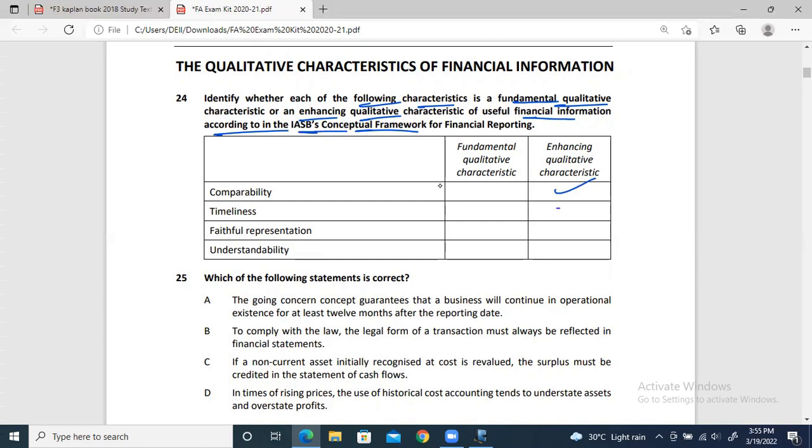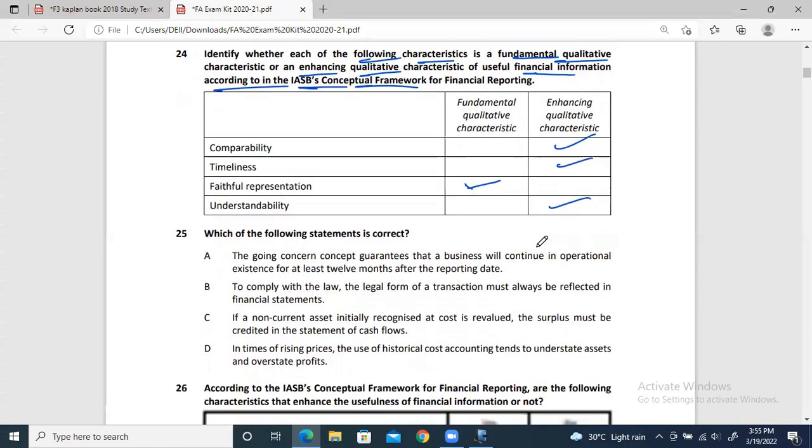Timeliness, this is also an enhancing one, right? Faithful representation, this was a fundamental one, if you remember. There were 2 fundamental ones, relevance and faithful representation. All the other ones were enhancing ones, right? Understandability, this is also an enhancing one. Okay, so very simple to do.